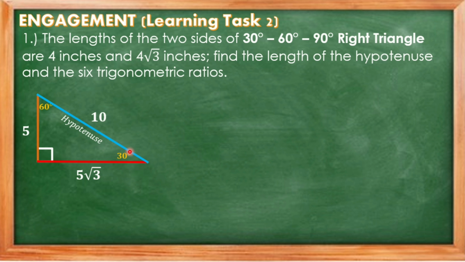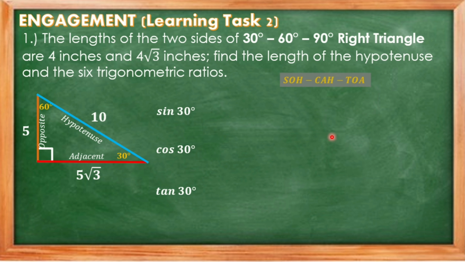Okay, so dahil ang reference angle muna natin ay si 30 degree angle, yung side na kaharap niya, ito yung opposite, tapos yung side na katabi niya, yun naman yung adjacent. Okay, so unahin natin yung primary trigonometric ratios na 30 degrees. Okay, so syempre gamitin natin yung SOH-CAH-TOA para mas madali.